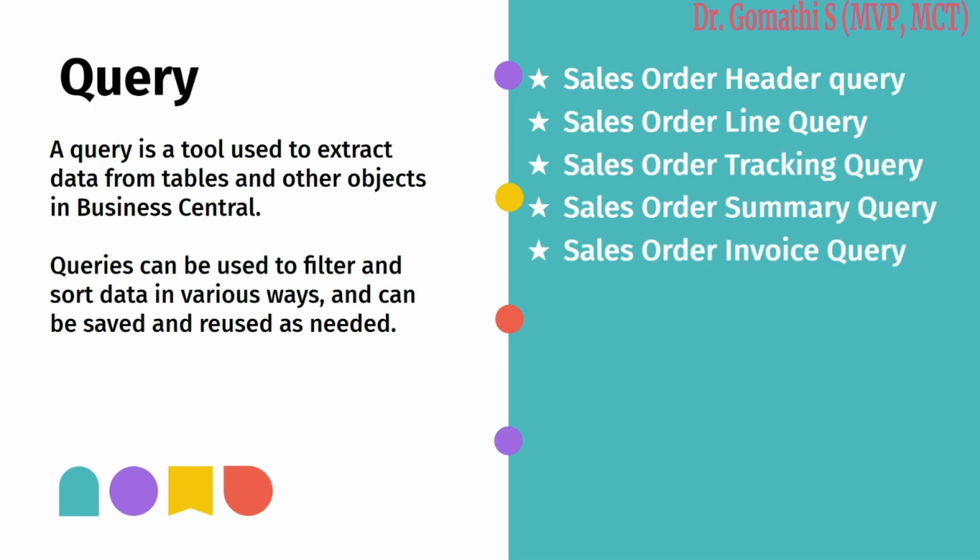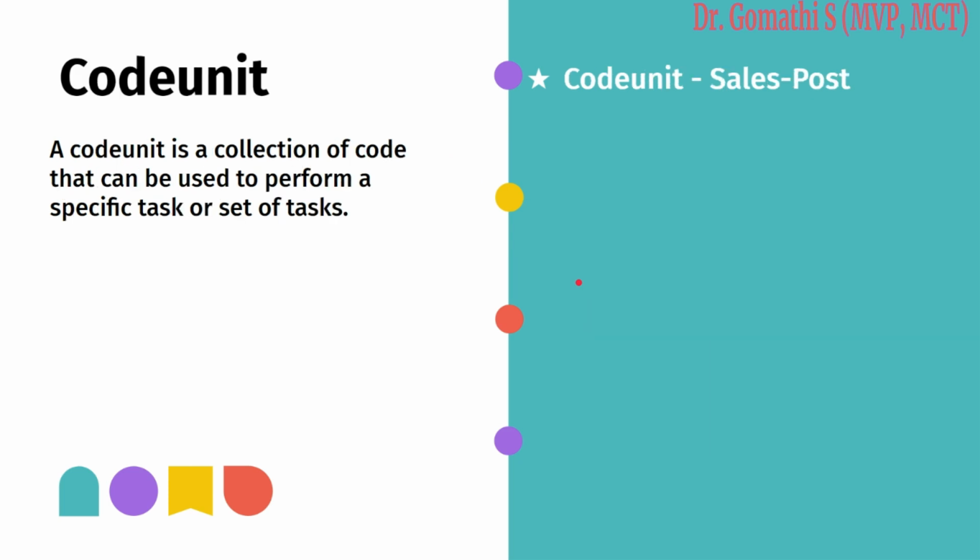The next one is a query. A query is a tool to extract data from tables and other objects in Business Central. So with queries we can filter and sort in various ways, and you can even save and reuse the query as needed. Query is a separate object. You can create a sales order header query, if you want to just retrieve a few records based on any specific terms, and sales order line query, sales order tracking query, sales order summary query, sales order invoice query.